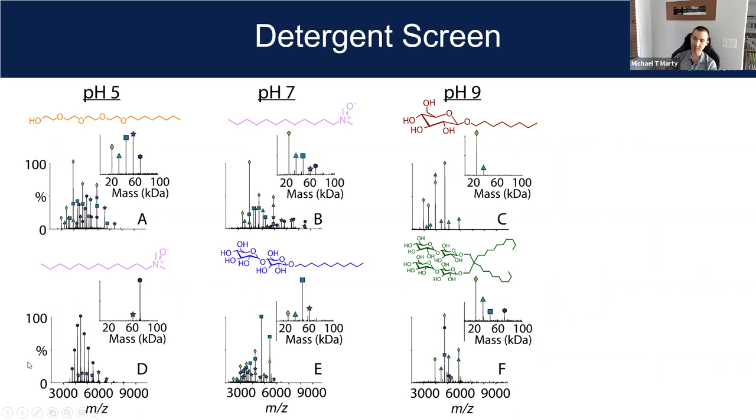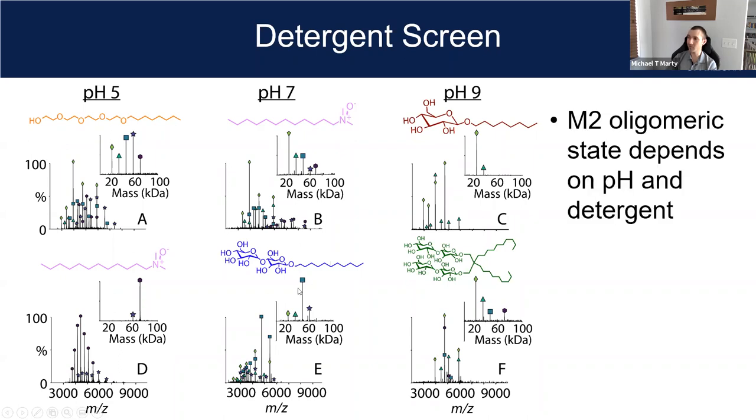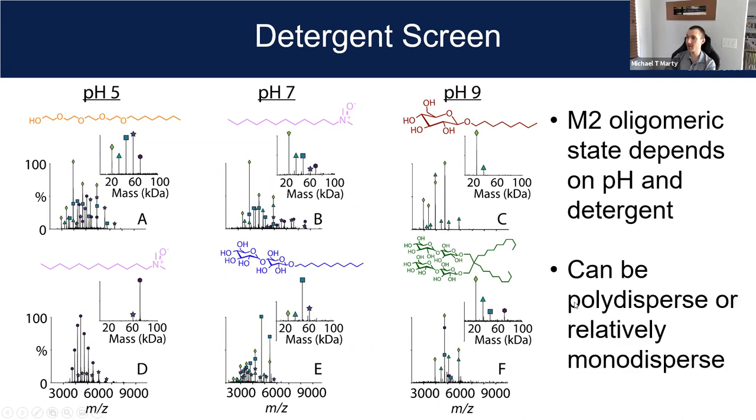Also some of the data here, just to highlight how nice it looks. You can see this is a beautiful spectrum down here. It's almost exclusively a hexamer, right? Sometimes we get this mixture of different things, really nice spectra, but this is a polydispersed blend. In this other detergent, octyl glucoside, at basic pHs, we get mostly dimer with a few extra peaks for trimer. So we really got things all over the map. And then we saw that it really depends on both the pH and the detergent environment. So it can be either polydispersed, or, in the case of these two, relatively monodispersed.